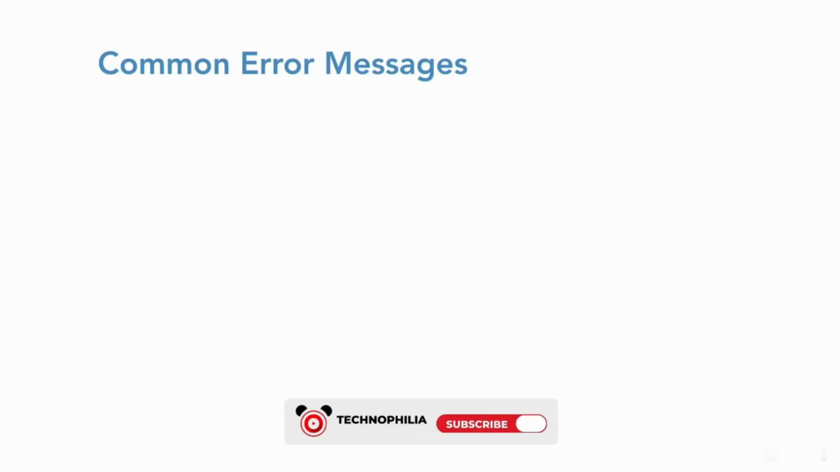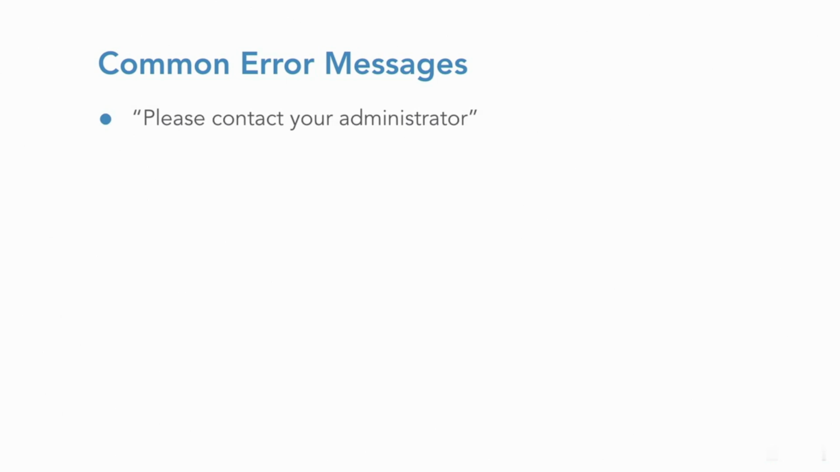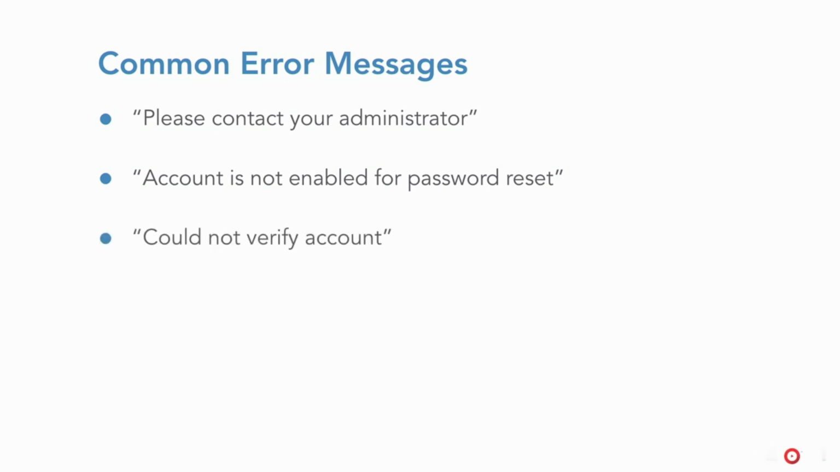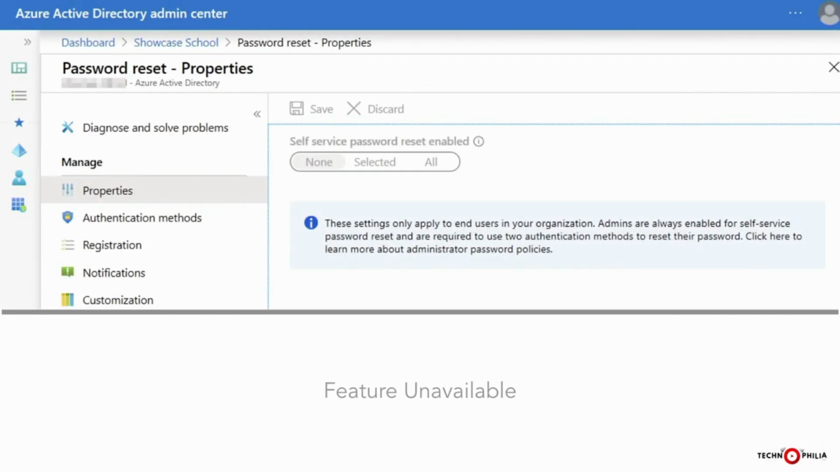Some of the common self-service password reset error messages that you may encounter include: please contact your administrator. This is when an account is being managed by an administrator on premises, and so it cannot be self-reset. Account is not enabled for password reset. Self-service password reset has either not been enabled or it's only been enabled for selected users. And couldn't verify account. This typically occurs when self-service password reset is enabled, but the user has not yet registered their information.